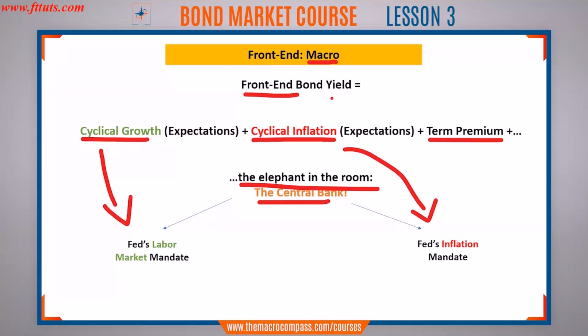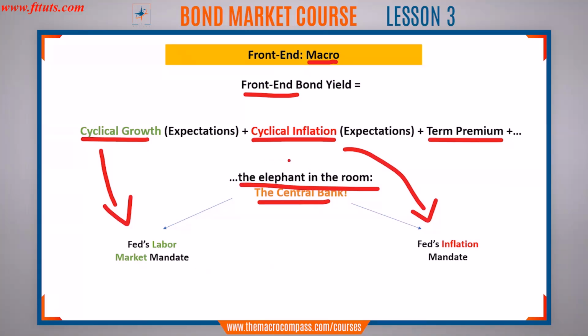Cyclical inflation, as reflected in front-end bond yields, is also reflected in the Fed mandate through their inflation mandate. So basically, if the labor market is running hotter than the Fed wants and inflation is above their target, you will see this reflected in front-end bond yields, both from a macro perspective, so as growth is strong and inflation is strong, nominal yields should go up, but also this is reflected by the elephant in the room, the central bank, and the reaction function, which will be to tighten, so to raise interest rates, because their labor market mandate and their inflation mandate are not under control.